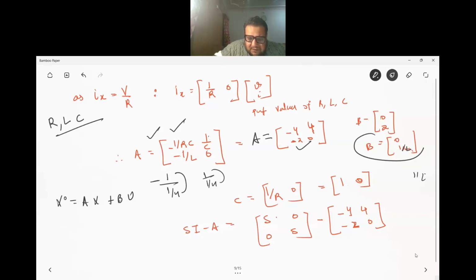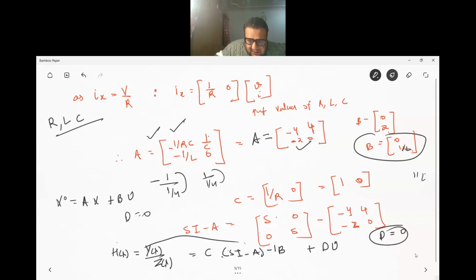And the other value is your B value over here, right? But what do you want? You want the transfer function, right? You want the transfer function H of s that is equal to your Y of s by U of s. In order to get that, we know that here the D value is not mentioned, so it is 0. That is given by the formula C into (sI minus A) inverse into B plus D. In most of the cases, this D value is 0. So we just take this equation, right?